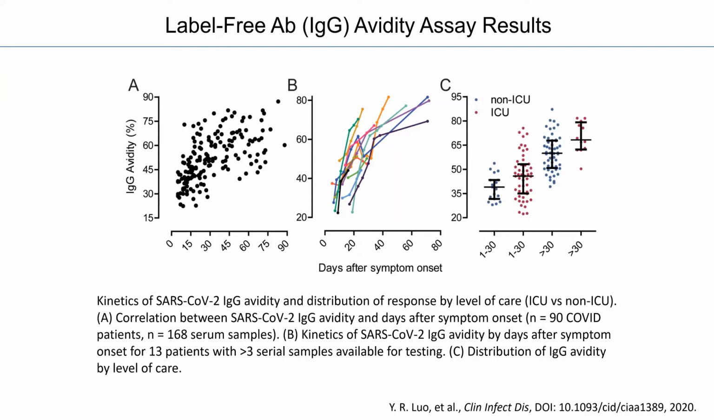And in figure B, more specifically, we see the timed sample series of 13 individual patients. And in each individual patient, we see the trend of IgG avidity increasing, and then it stays at a higher plateau level. In graph C, we see there might be a significant difference in IgG avidity between ICU and non-ICU patients.